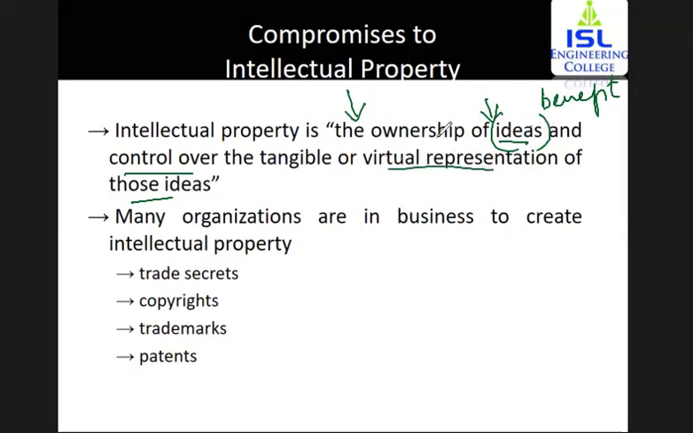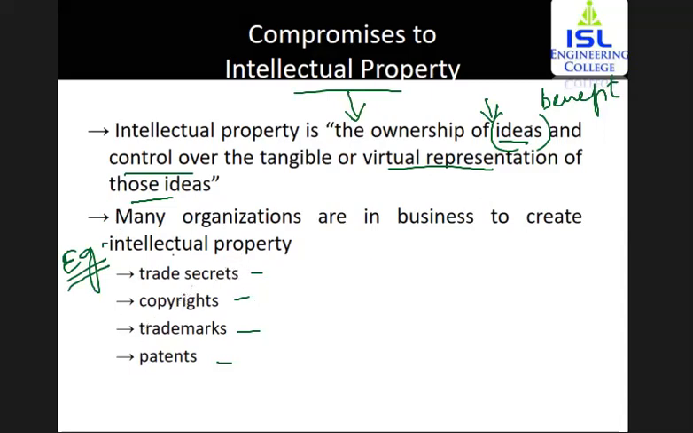So you need to protect even the ideas and how they are going to be represented, not only the idea, not only the written part, but how the idea needs to be represented. Many times you hear that a particular idea was some XYZ person's, and then some ABC person has used it. That is intellectual property. Compromise to intellectual property means this type of data can be captured by another person. Many organizations are in business to create intellectual property. Examples are trade secrets, copyrights, trademarks, and patents.